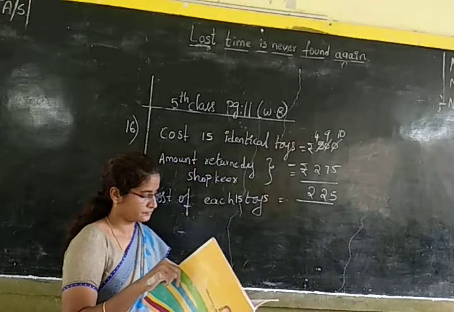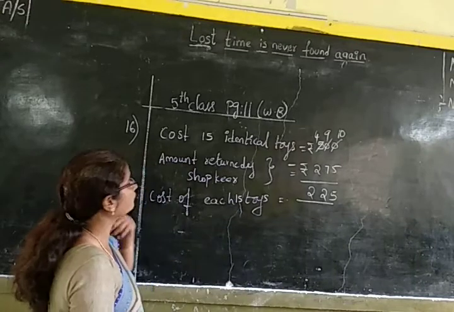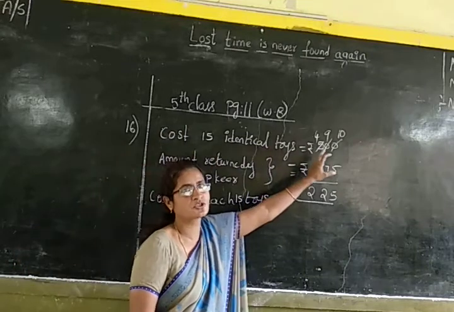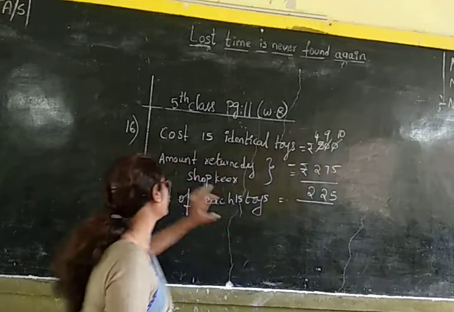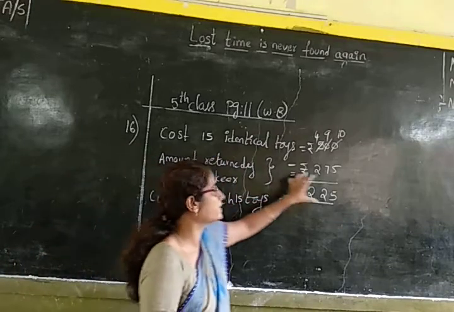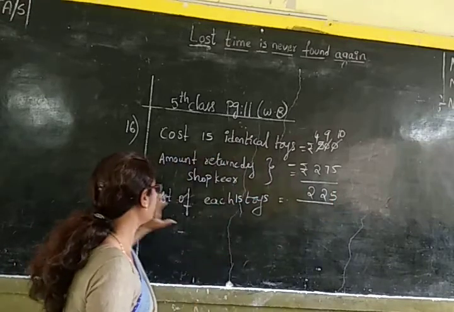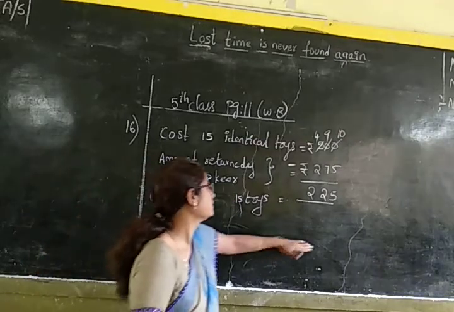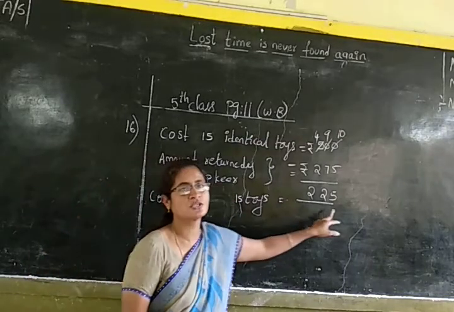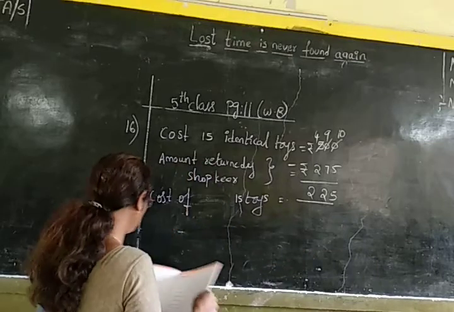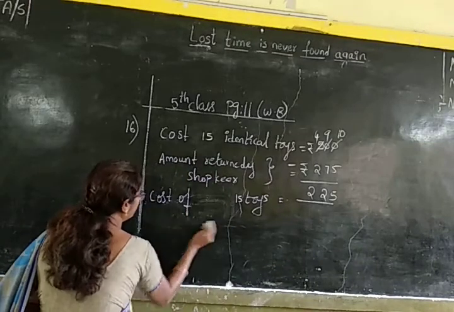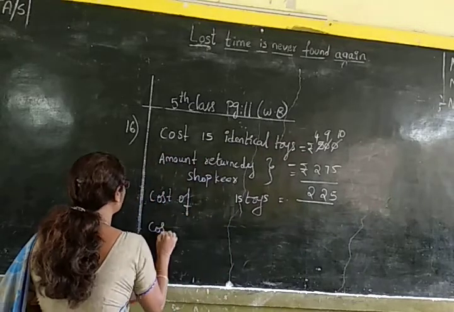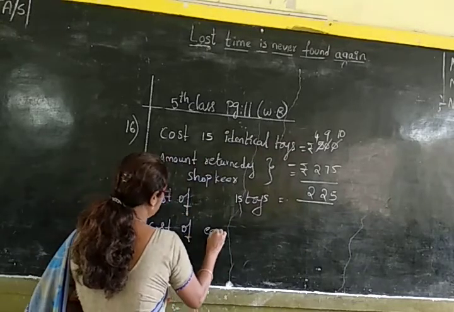So what did Manju do? Manju bought 15 identical toys and gave the shopkeeper 500 rupees, and the shopkeeper returned back to her 275 rupees. Now we have found that the cost of 15 toys is 225. Now we have to find the cost of each toy.